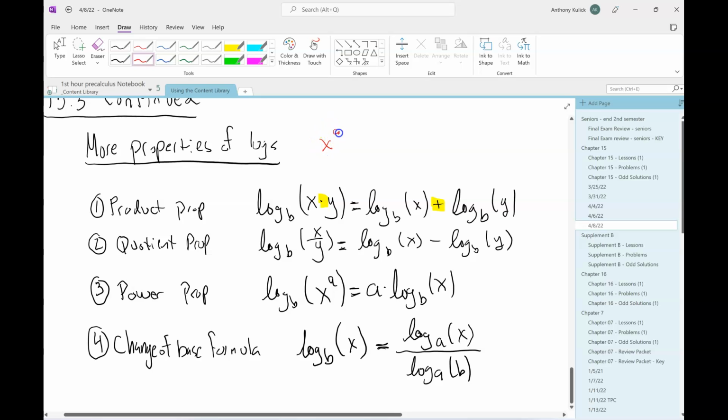So remember when we had like x to the a times x to the b, that gives me x to the a plus b, where you're seeing that multiplication between the exponentials turns into addition inside the exponent. You guys see that? So this product property of logarithms is just the logarithmic version of that property of exponents. Does that feel okay?